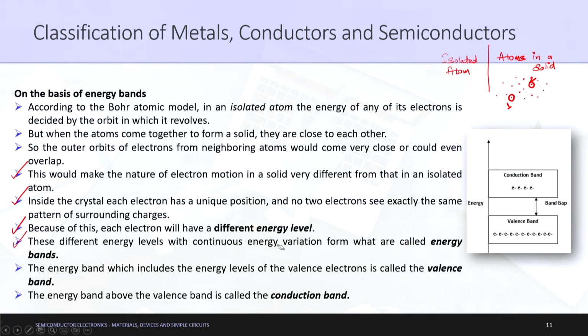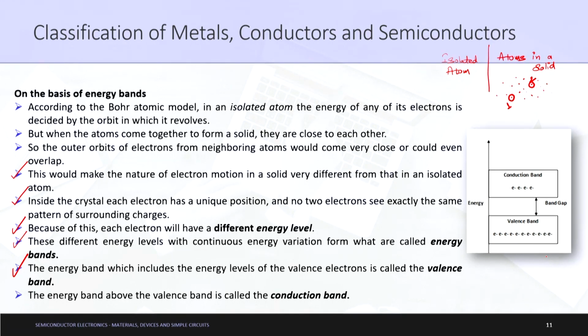Okay. The energy band which includes the energy levels of the valence electrons is called the valence band. So, this is your valence band, this is your conduction band. The different energy levels with continuous energy variation form what are called energy bands. The energy band which includes the energy levels of the valence electrons. In your chemistry you may have heard what valence electrons are. The electrons which are residing on the outermost orbit of an atom are called valence electrons.